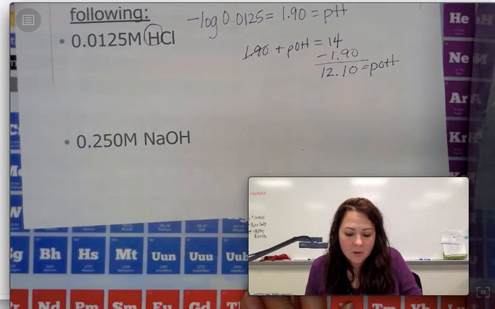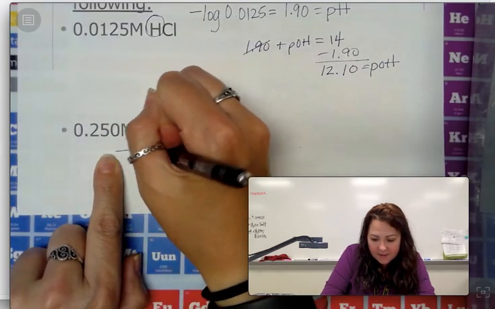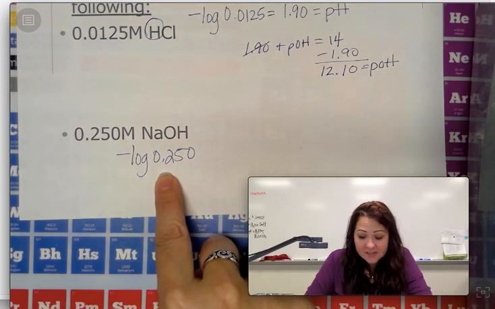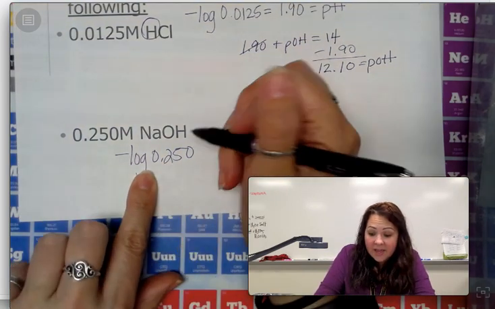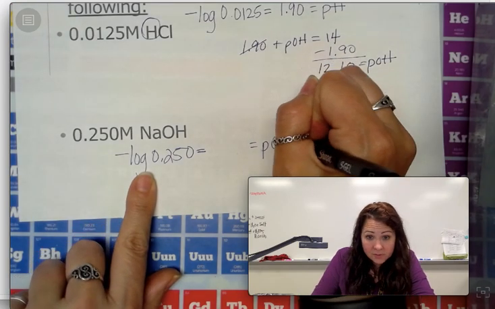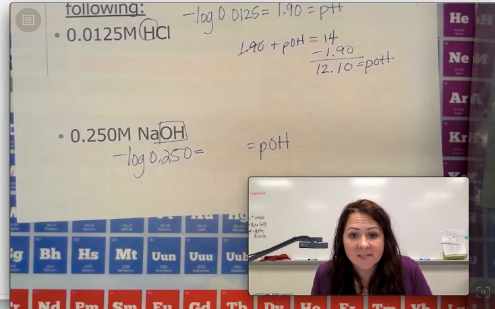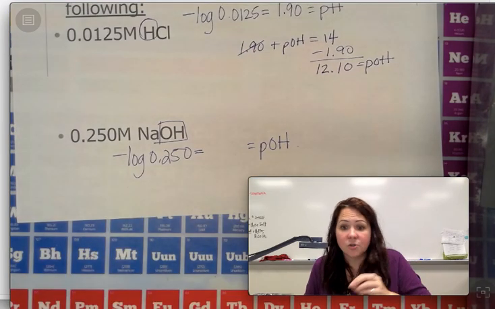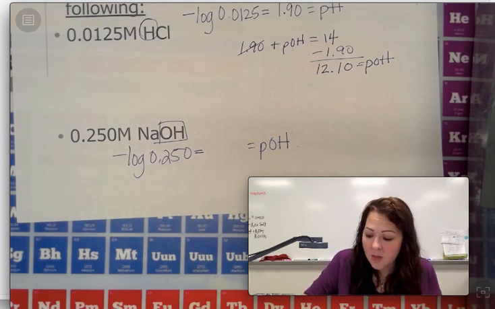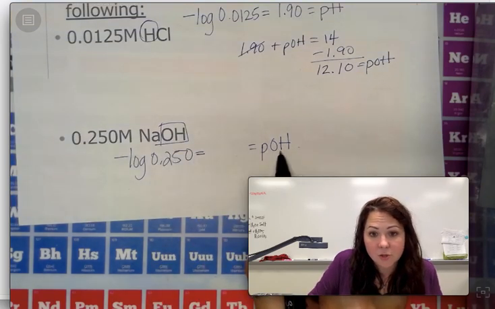Now in this one, again, I'm going to take the negative log of 0.250. Now when I plug this into my calculator, this answer right here is going to give me my pOH. I know it's pOH because right here I have a hydroxide in my formula. So if it doesn't say this is the hydrogen ion concentration or this is the hydroxide ion concentration or whatever they're giving you, you have to look at the formula because I have hydroxide. That's going to give me my pOH.